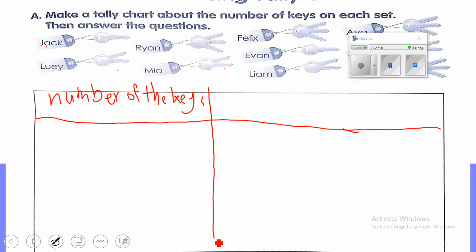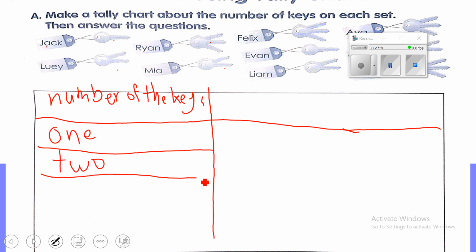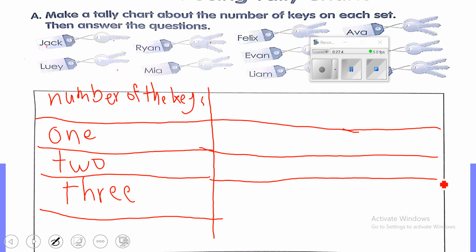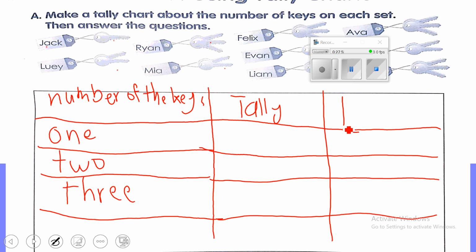Let's see. We have one key. One. We have two. We have three. Did we have four? No. Okay. Now, let's see how many. Here is the tally, and here is the total.